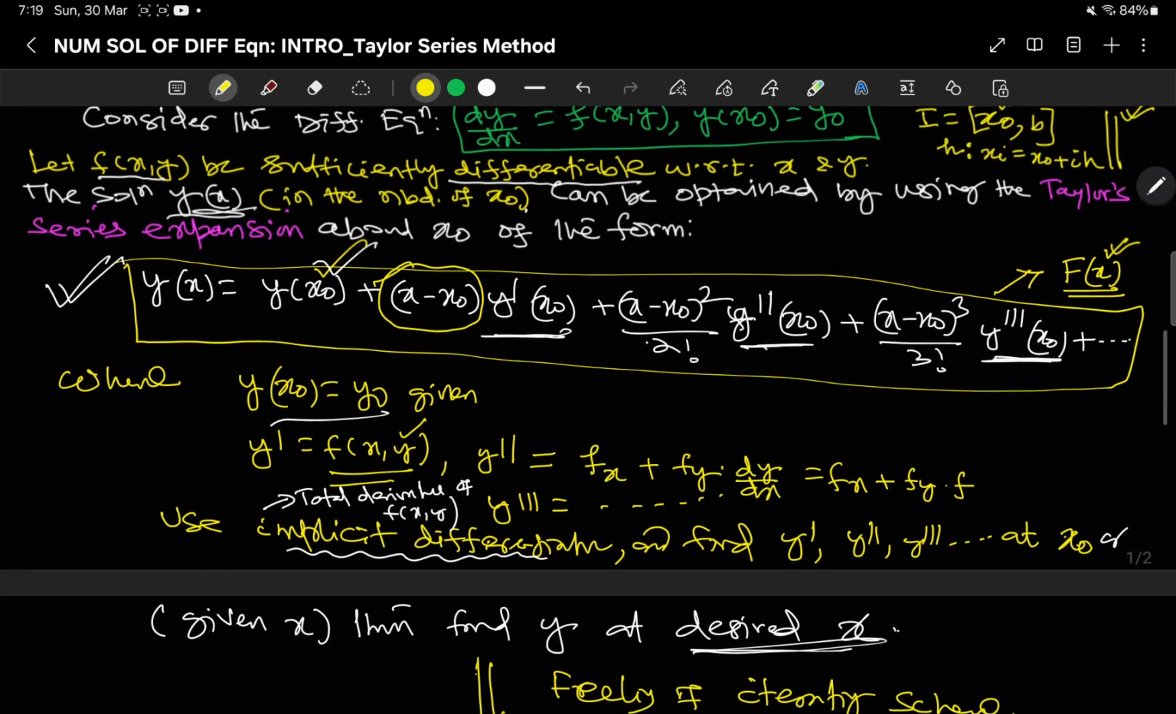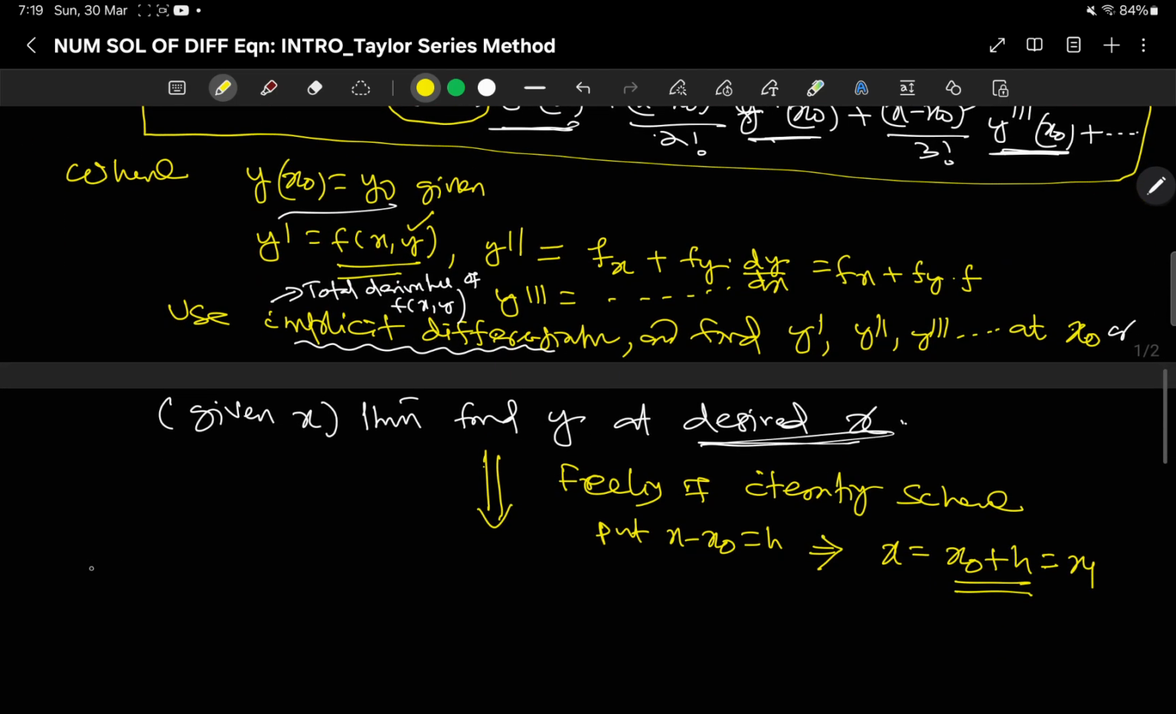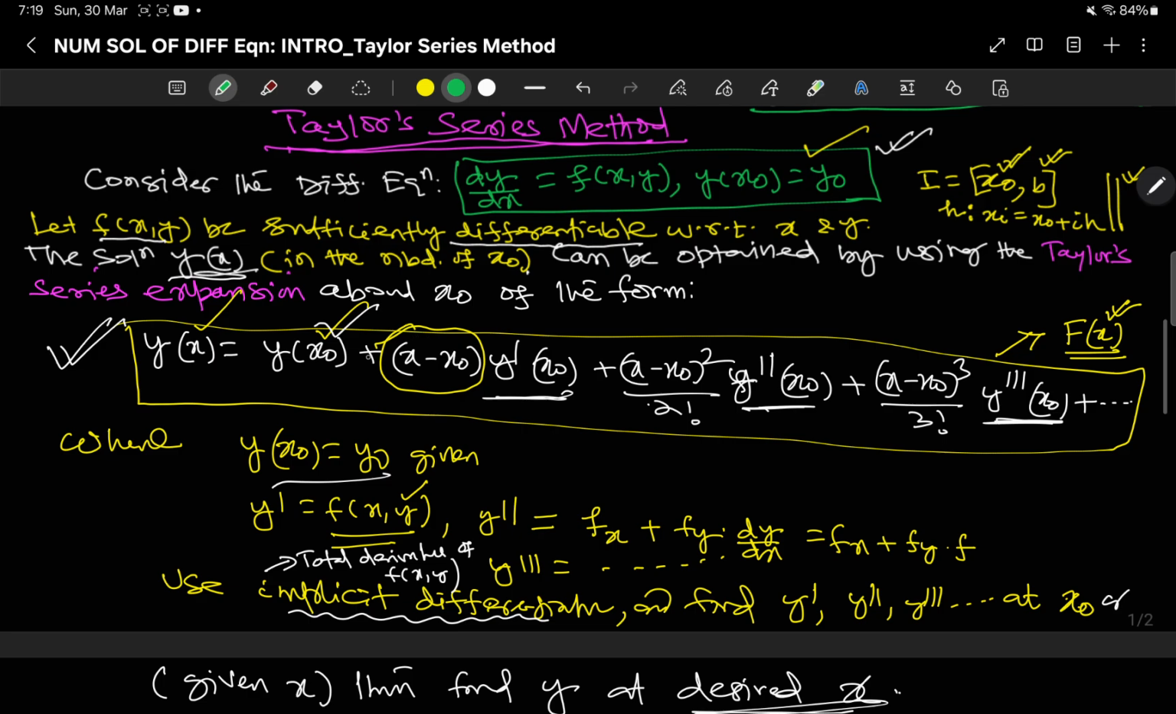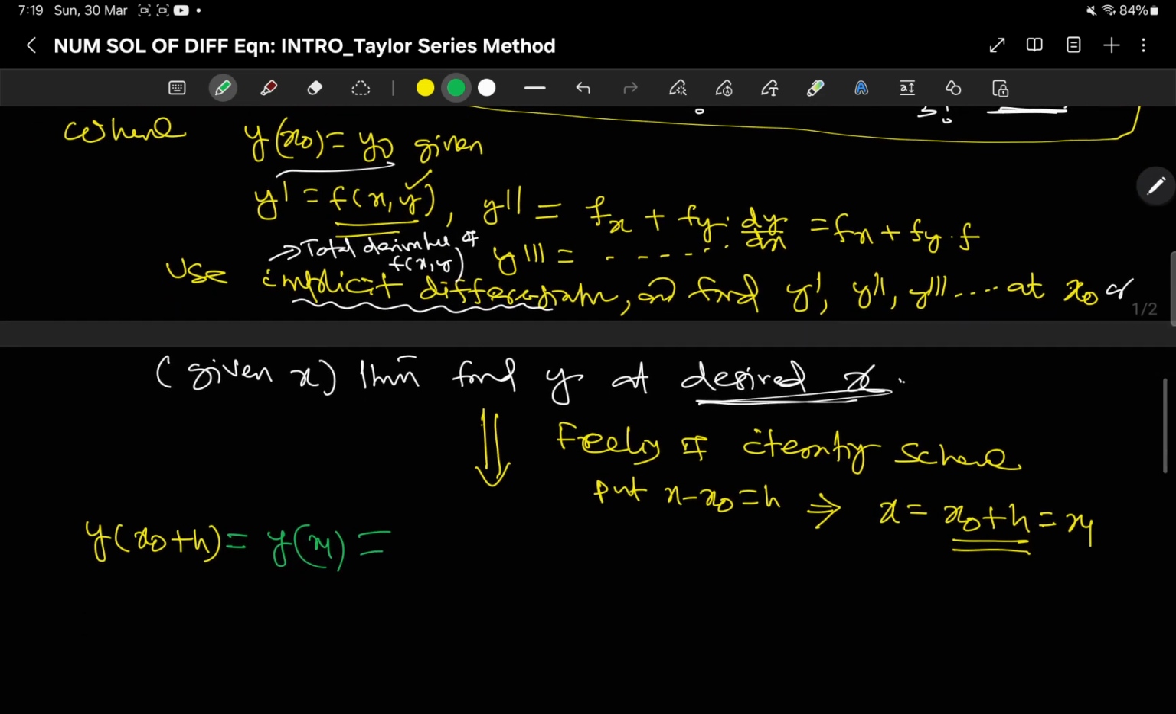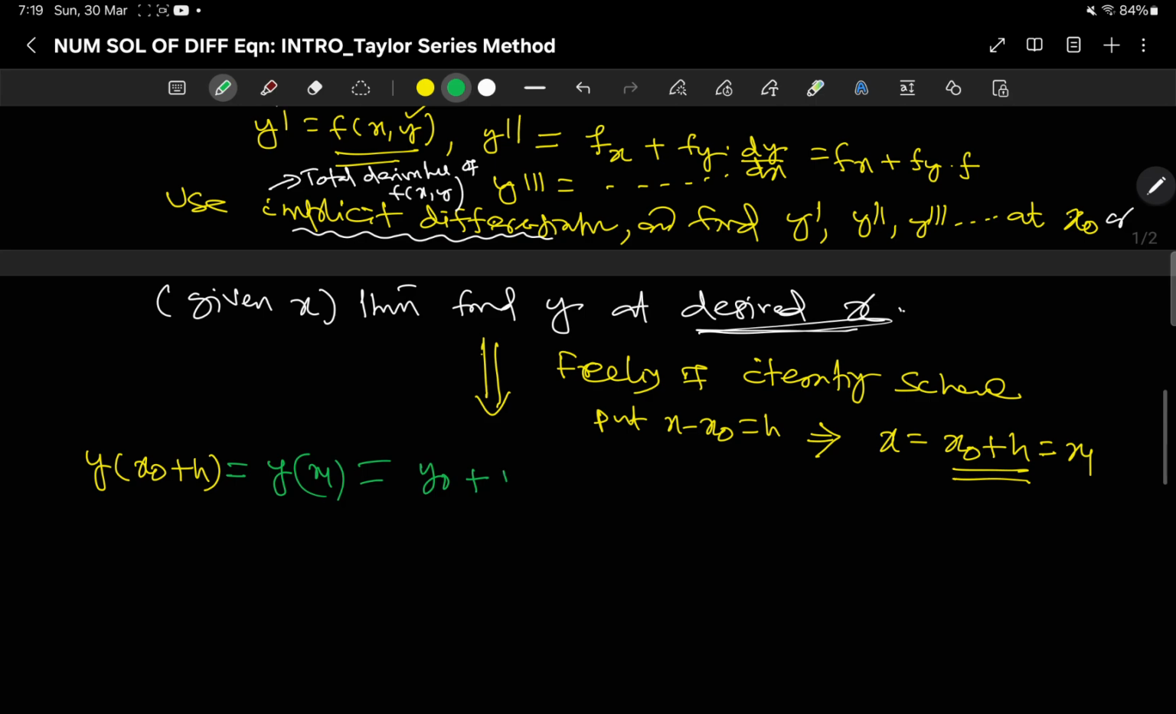So consequently this formula becomes y of x0 plus h. y of x0 plus h is my y of x1, and it will be y0 plus h y dash 0, means y dash x0, plus h square by factorial 2 y double dash x0, and so on, up to h^n by factorial n y^(n) x0, and plus the remainder term, the epsilon, the error term.